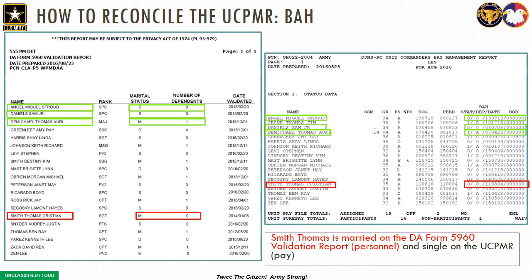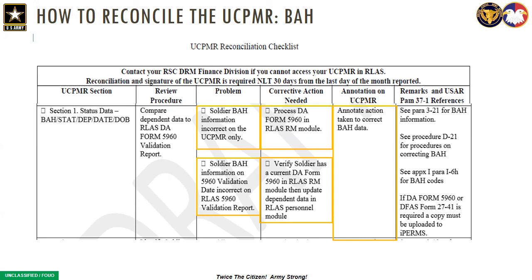In the example provided, Smith Thomas is married on the DA Form 5960 validation report in personnel and single on the UCPMR. Utilizing the checklist, you must identify the problem. If the soldier BAH information is incorrect on the UCPMR only, the corrective action you must take is process a DA Form 5960 in the RLAS RM module.